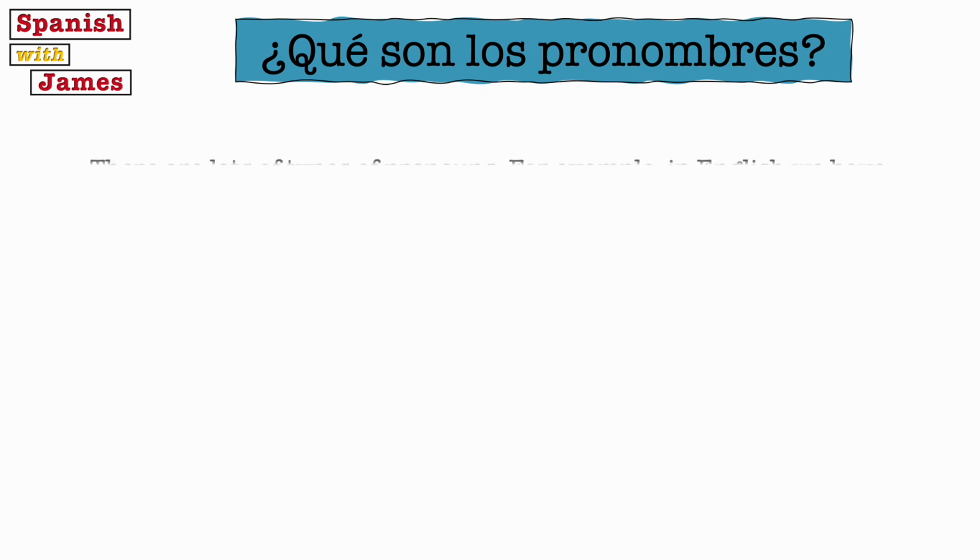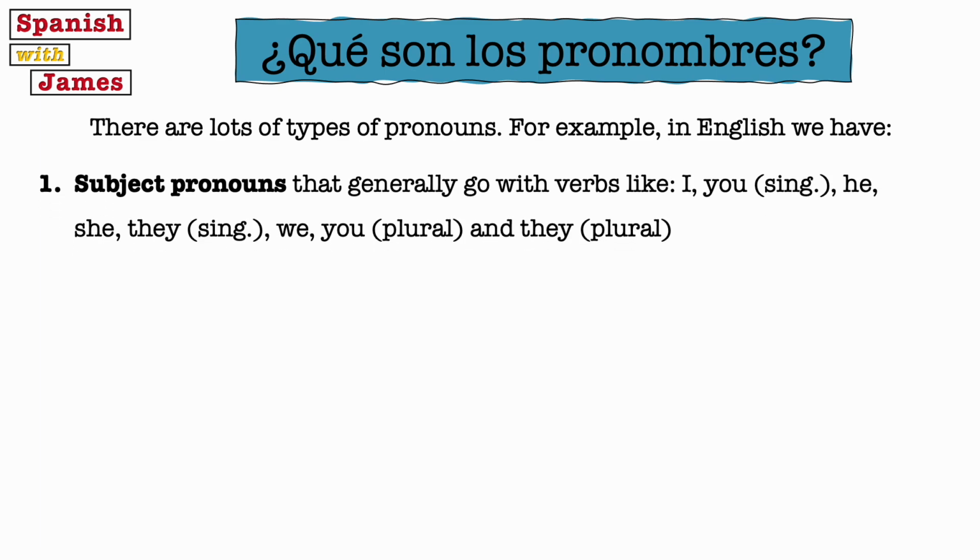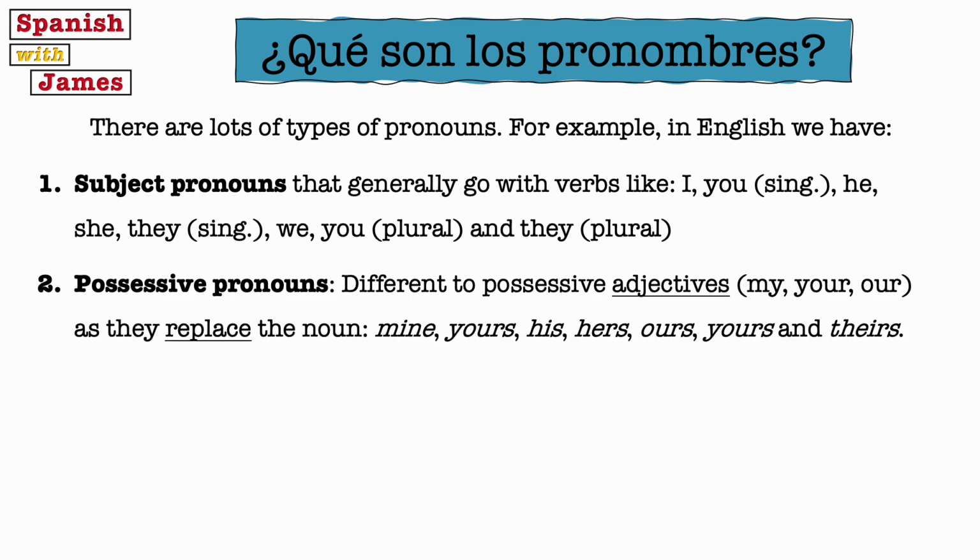So those examples I just gave you fit into the following categories of pronouns, which you can find in English, but you'll also find in Spanish and many other languages. First, there's subject pronouns, and they go with verbs. They tell us who is doing the verb. We also have possessive pronouns, which are slightly different but related to possessive adjectives. An adjective describes a noun, so if I say that's my pen, my is describing the noun pen, whereas a pronoun will always replace a noun. So if I say that's mine, the word mine has replaced my pen.